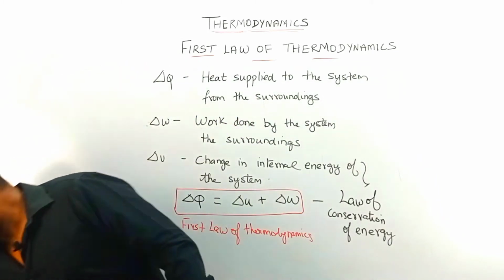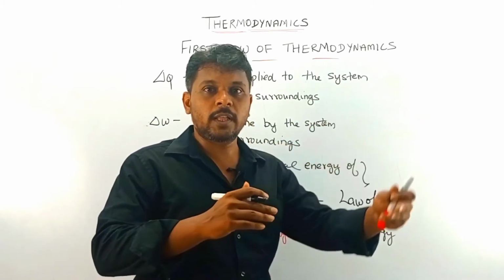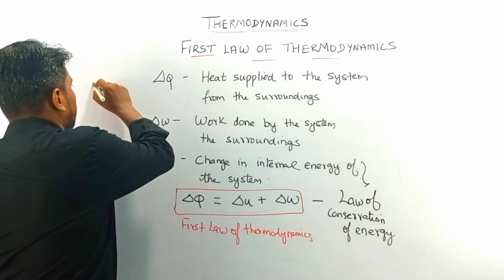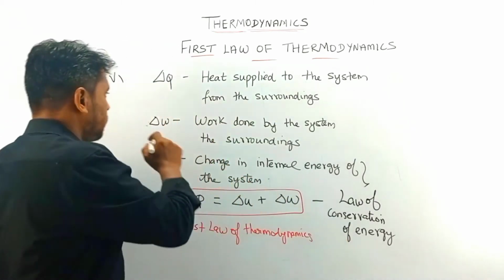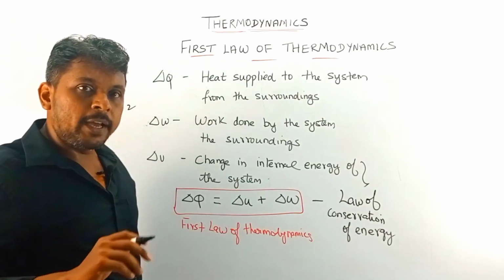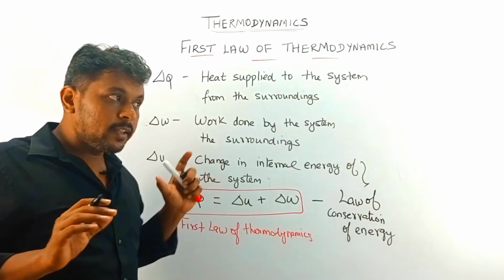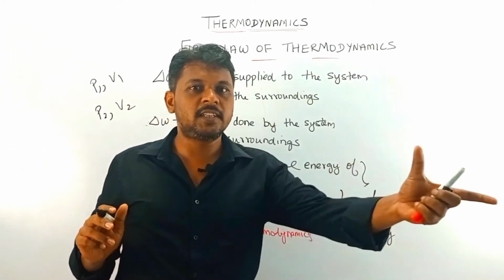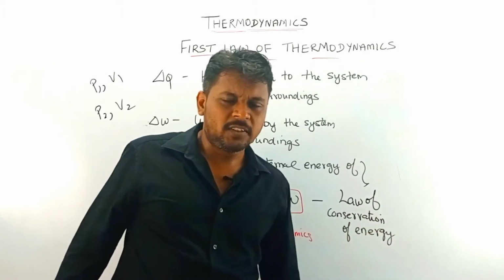How do we change the state from one state to another? Let us take a state as P1 V1 and we want to change to another state as P2 V2. This could be done either by keeping pressure constant and changing the volume, or keeping volume constant and changing the pressure. That is the way of changing from one state to another.